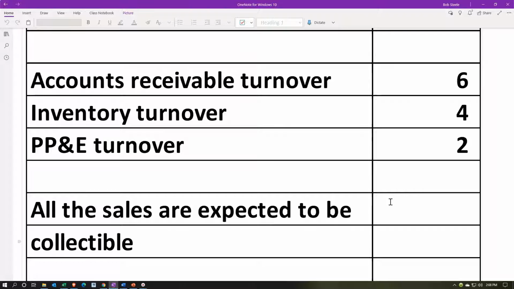Now, if we're projecting out into the future, then we can use some of our turnover ratios in order to figure out what we believe the asset buildup will be. So that means that we're going to take our accounts receivable turnover, inventory turnover, PP&E or property, plant, and equipment turnover ratios that we did on prior financial data, on past data, and use them to project out into the future based on the sales that we have now to see what we think the asset buildup will be for accounts receivable, inventory, and PP&E.